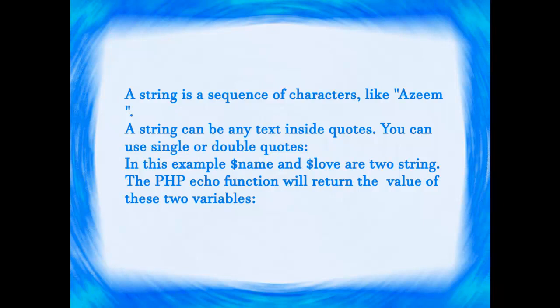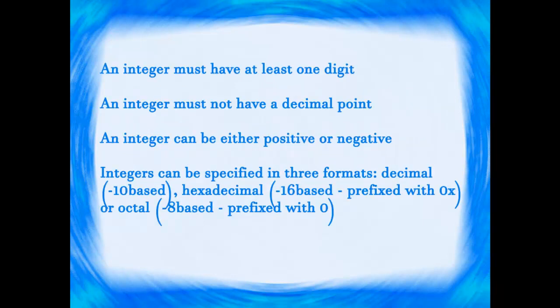Now let's go to the integer data type. An integer data type is a non-decimal number. There are some rules for integers. The first rule is that an integer must have at least one digit, and an integer must not have a decimal point in it. An integer can be either positive or negative.